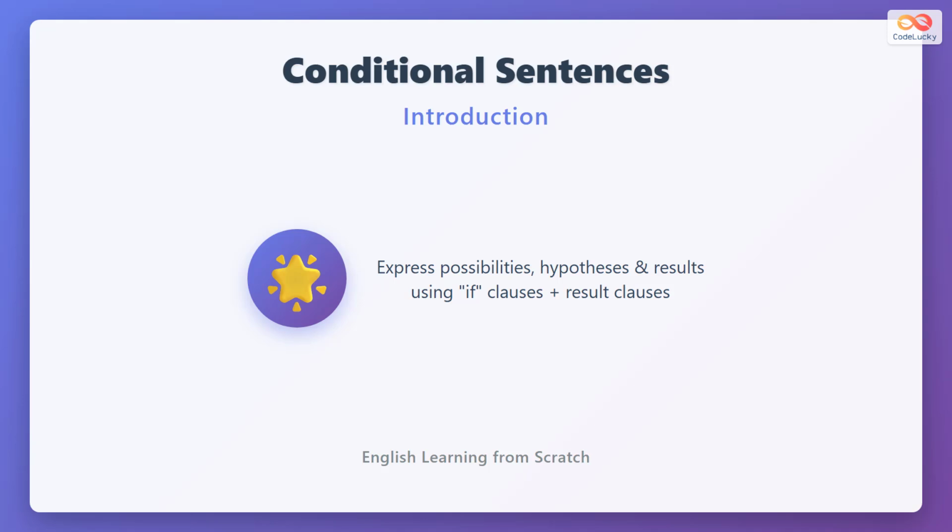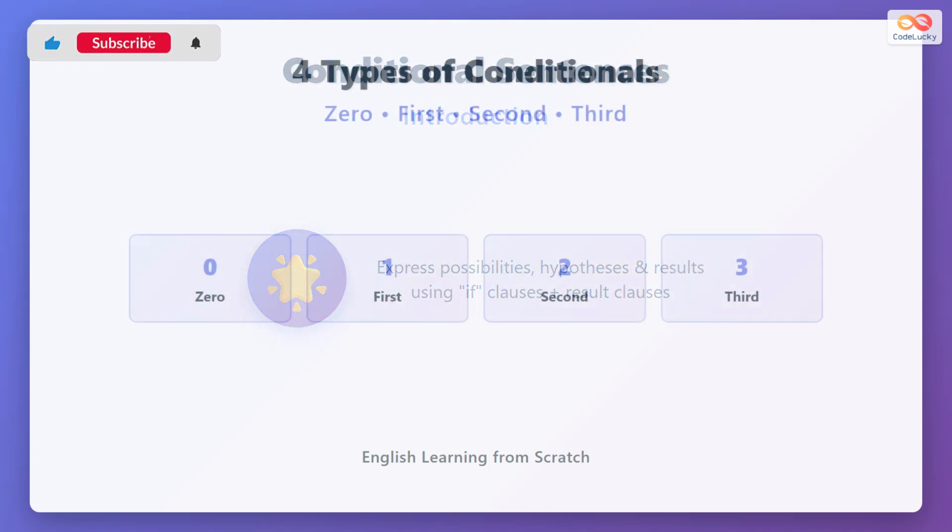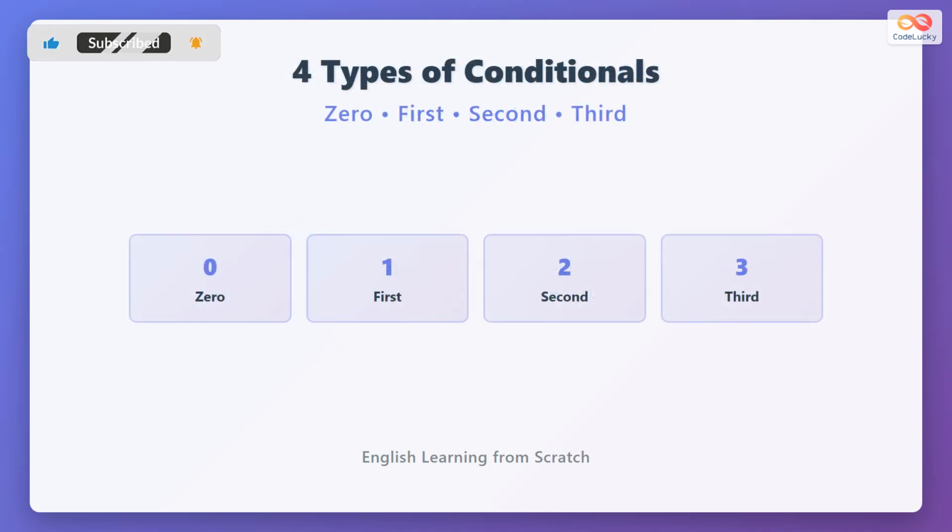Conditional sentences express possibilities and their results using if clauses and result clauses. They help explain what might happen under certain conditions. There are 4 main types of conditional sentences. They are called 0, first, second, and third conditionals. Each type talks about different situations and uses different verb tenses.